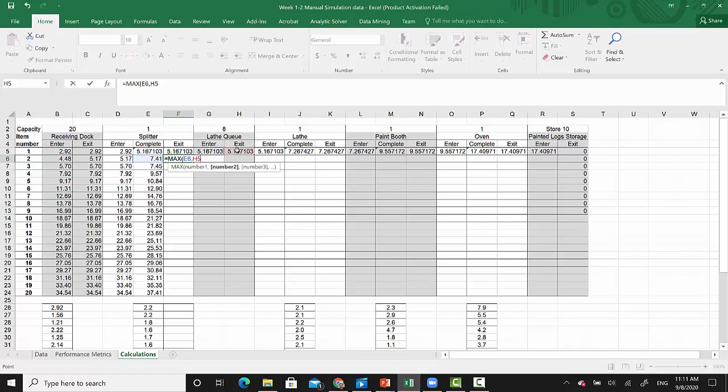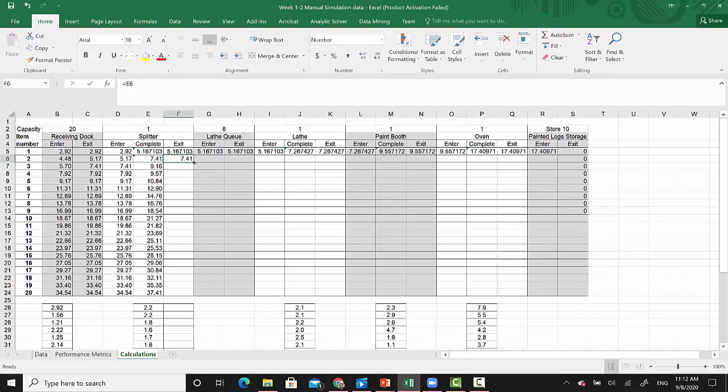The previous item, item 1, only occupied the first unit of that 8 capacity. This second item can actually occupy the second unit of that capacity. So it does not really have to wait until the previous item leaves. So this second item can safely enter the lace queue as long as it completes its work at the splitter. So this one equals this. Okay.